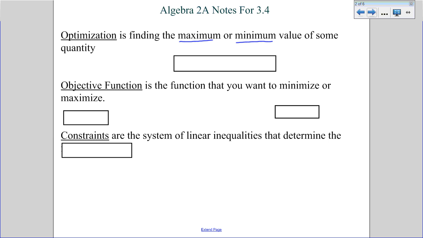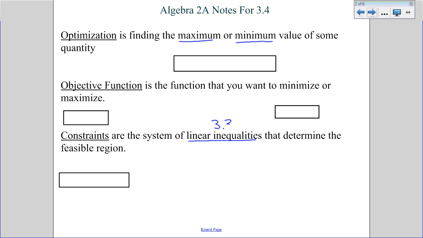And then constraints are the system of linear inequalities. So this is what we did in lesson 3.3, that determine what we call the feasible region. This is your shaded region that we are going to work with. All right? So let's take a look at what these problems look like.